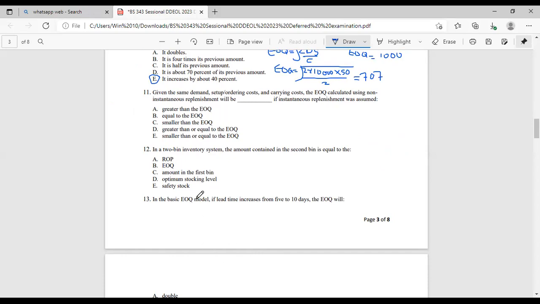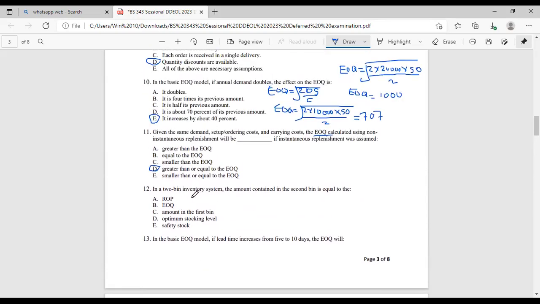Given the same demand, setup, ordering, and all that, the EOQ calculated using non-instantaneous replacement would be greater than or equal to the EOQ if instantaneous replenishment was assumed. Okay, so now question 12, we're saying in a 2-bin system, the amount contained in the second bin is equal to the reorder point. So the answer should be A there.